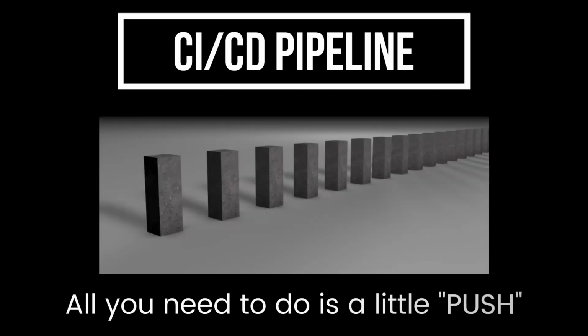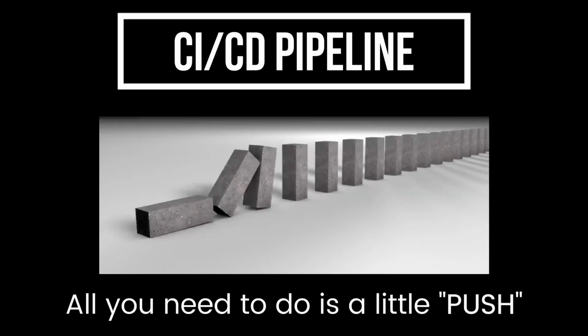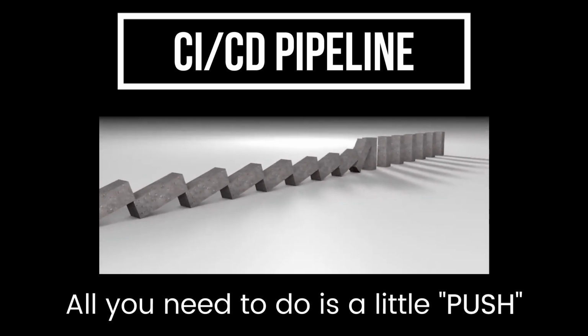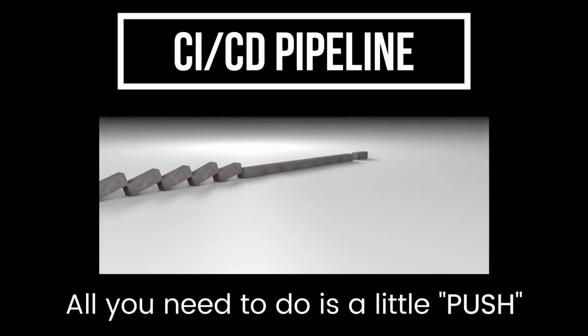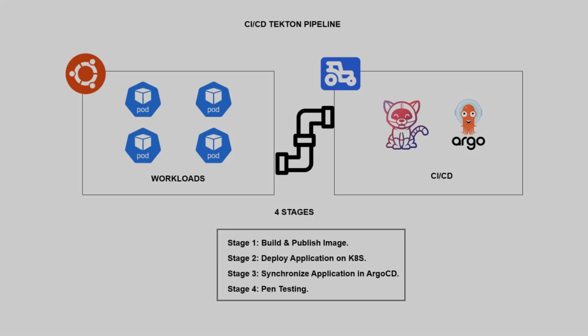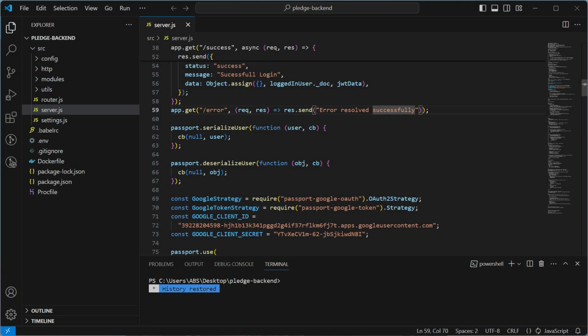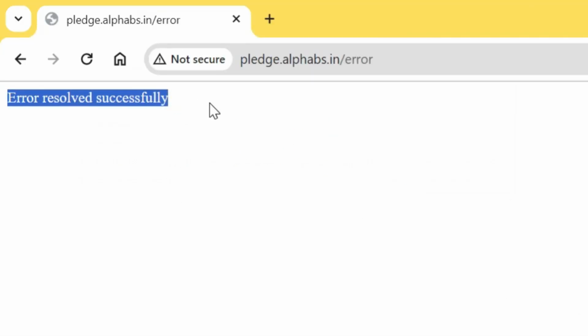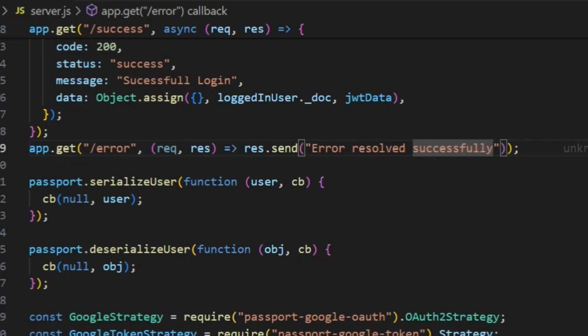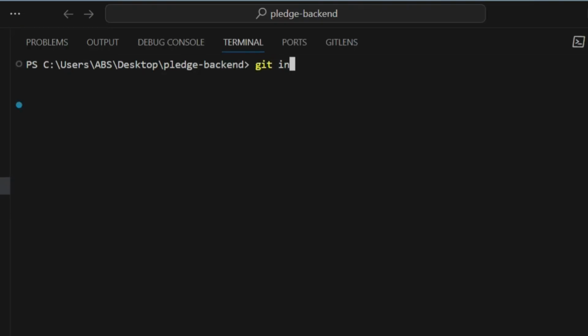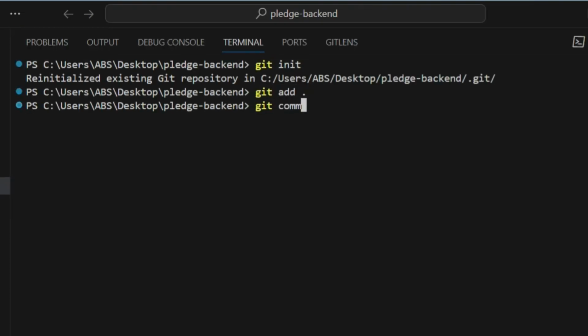CI/CD pipeline. All you need to do is a little push. This is the schematic representation of Tekton's CI/CD pipeline. Here is the Pledge Android app backend source code. Let's check the GET call and its response. I am changing the /error GET call response message. Now pushing the code to the Bitbucket repo.